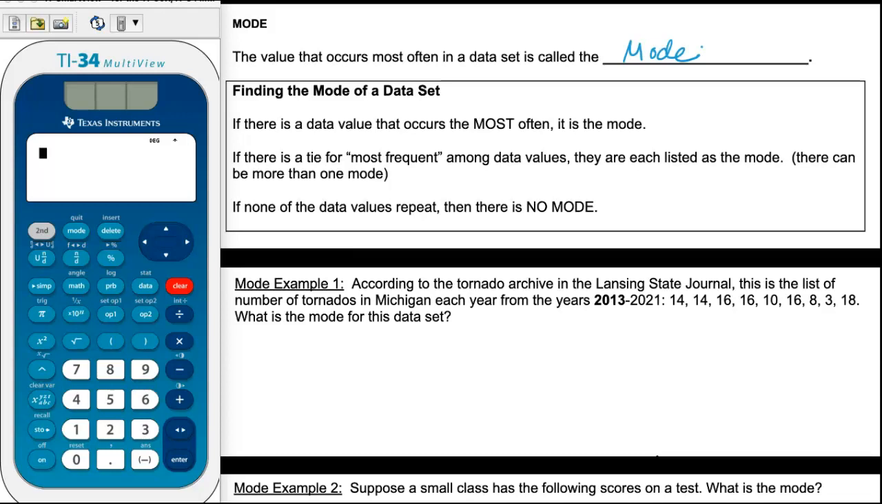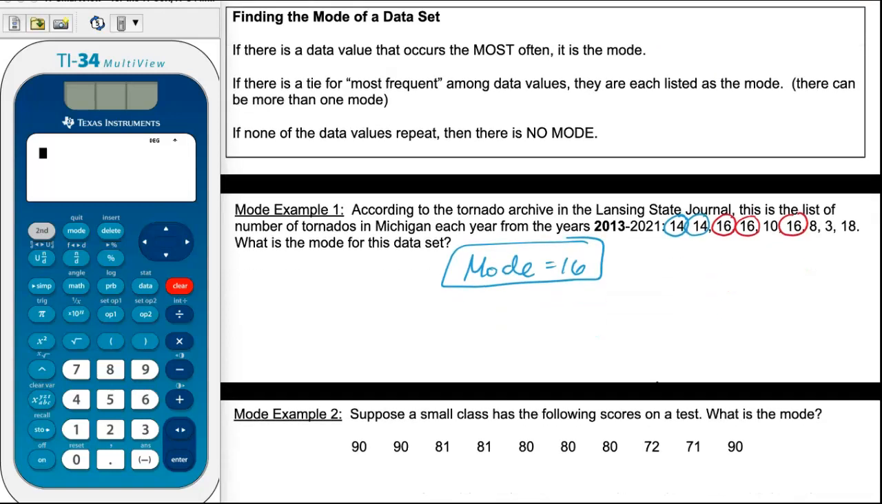So in example one, we have all of the tornado data, the number of tornadoes in Michigan each year from 2013 to 2021. What is the mode for this data set? The first thing I do is start looking for repeating values. I see that 14 repeats twice, and then I notice that 16 repeats 3 times, and I don't have any other repetitions. Since 16 occurs more than 14, the mode is only 16. 14 is not considered a mode.